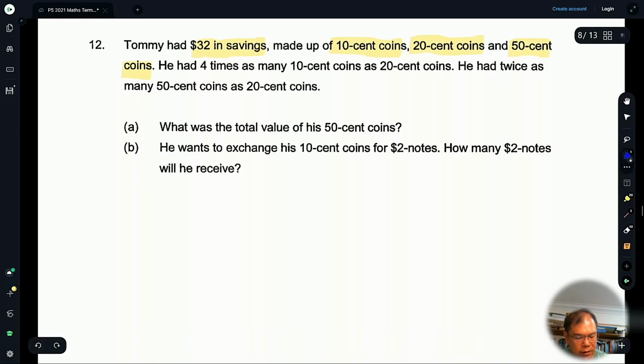So I'm just going to have 10-cent coins, 20-cent coins, and 50-cent coins.